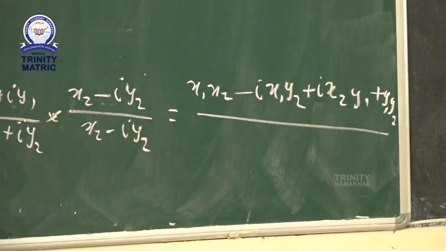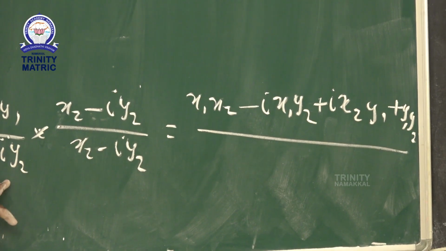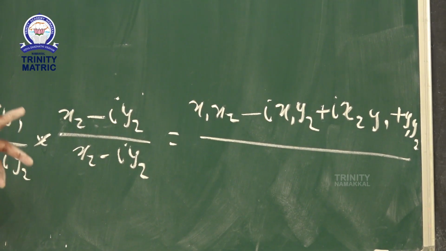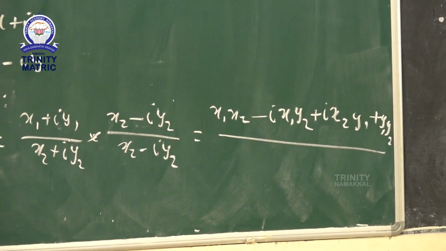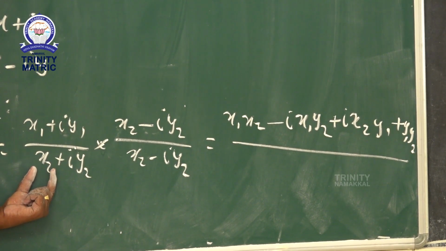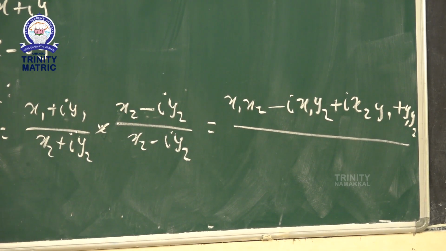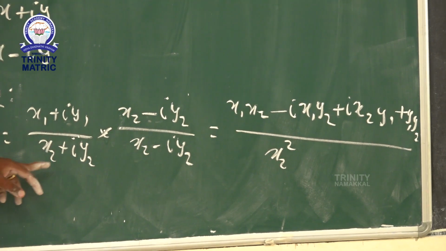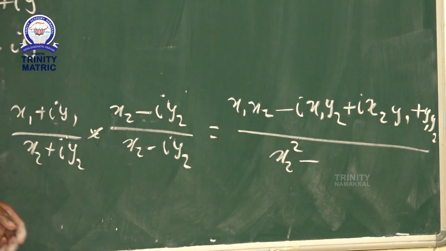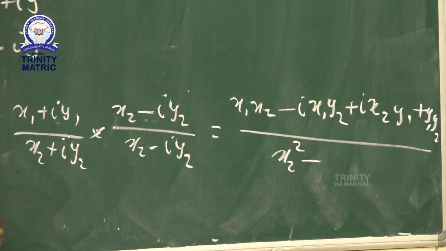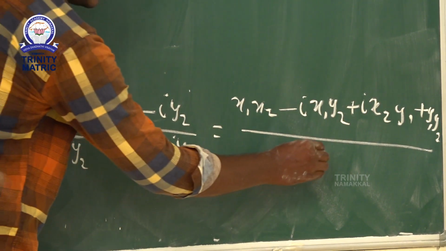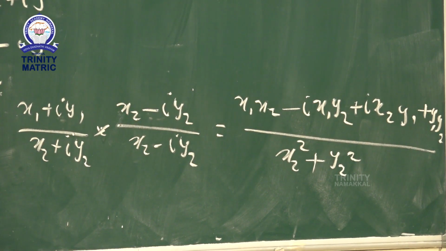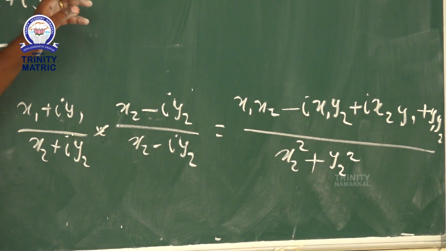What is the denominator? The denominator value is a plus b into a minus b. So a plus b into a minus b means a squared minus b squared. What is a? Here x2 is the a term, iy2 is the b term. So a squared means x2 the whole squared. Next minus, b squared means iy2 the whole squared. What is i squared? Minus 1. So plus y2 squared. This can also be separated into real and imaginary parts. So what is the real part?